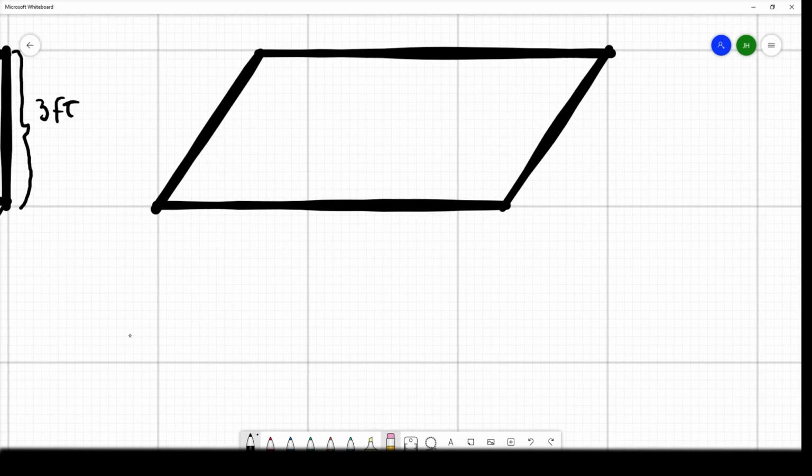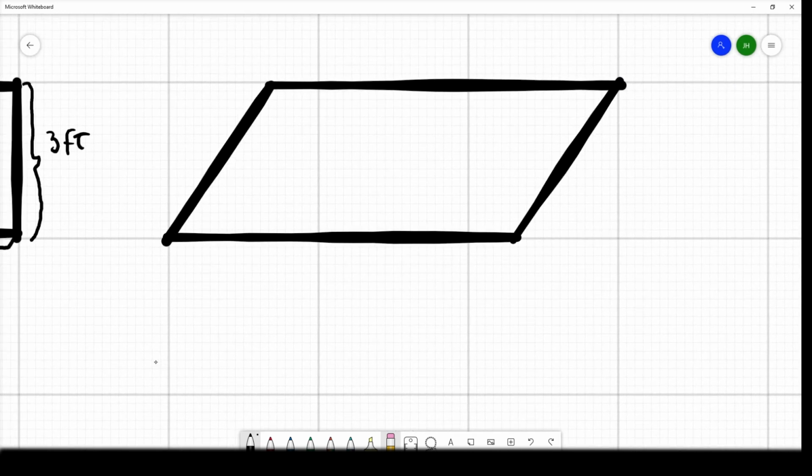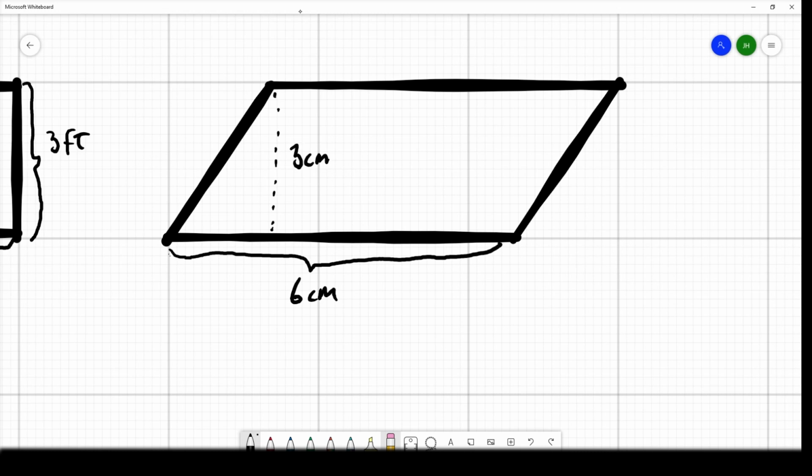So if we look over here at this parallelogram, we've taken that rectangle and tilted it to the side. Same thing, we are looking for the height times the base. So if the base right here was 6 centimeters and the height was 3 centimeters, then we would still go 6 times 3 equals 18 centimeters squared.